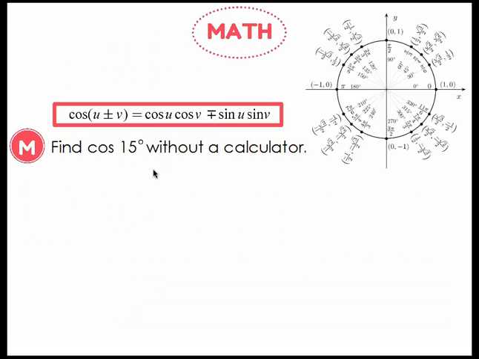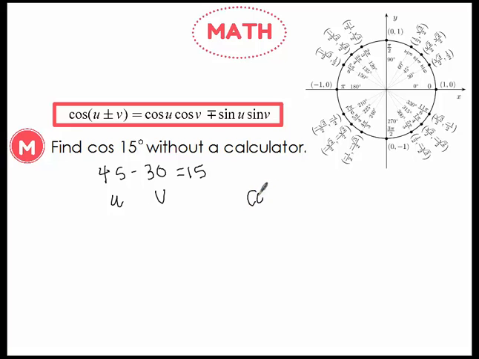So here, our question is to find what cosine of 15 degrees is without a calculator. We know from our unit circle that if we take 45 and we subtract 30, that gives us 15 degrees. So we're going to use 45 and 30. There's multiple ones you could use. I'm just using 45 and 30 because they're the smallest. I'm going to make 45 my U and 30 my V, and I'm going to plug it into this formula.